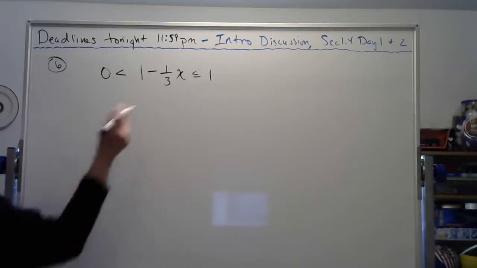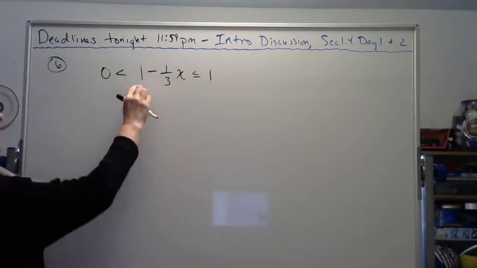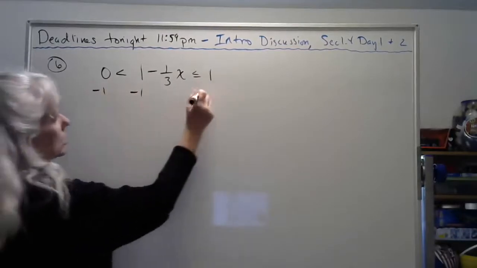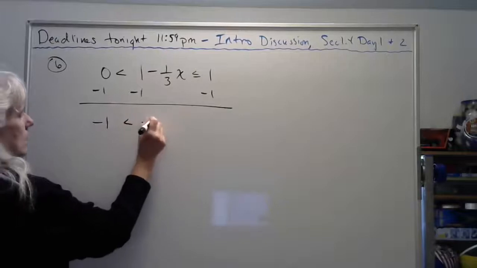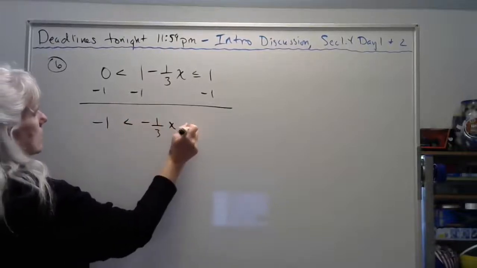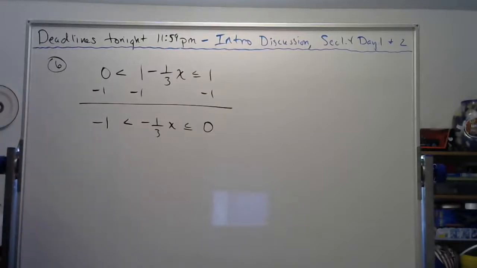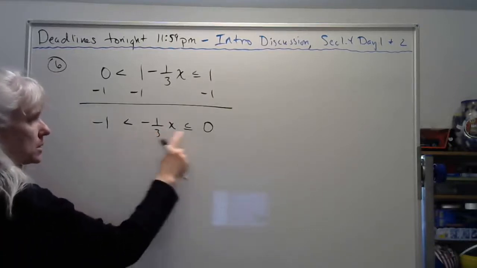Okay, so my order of steps said to clear those fractions first. In this case, I'm actually going to go ahead and move the 1 and then worry about clearing the fractions. It's a little bit less work. So negative 1 is less than negative 1/3 x, which is less than or equal to 0. At this point, to clear the fraction, let's just multiply everything by 3. And in this case, I'm going to multiply everything by a negative 3. Because I'm multiplying by a negative on the inequalities, I need to remember to flip them.